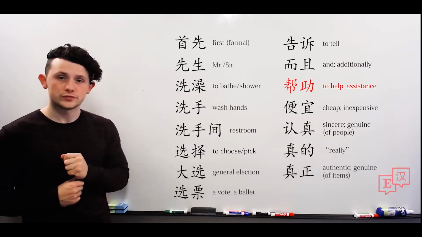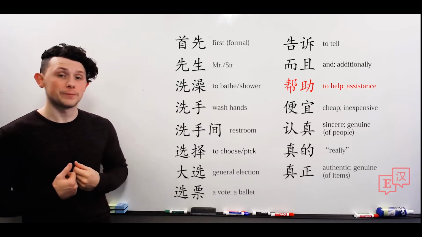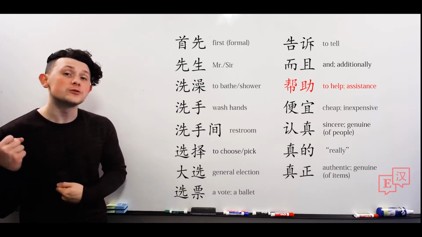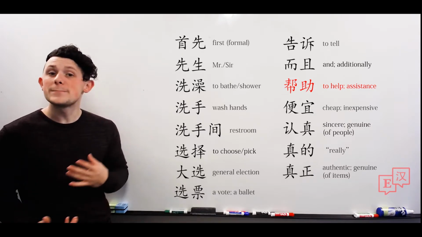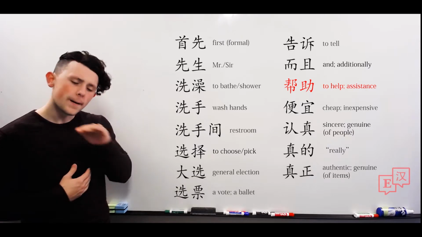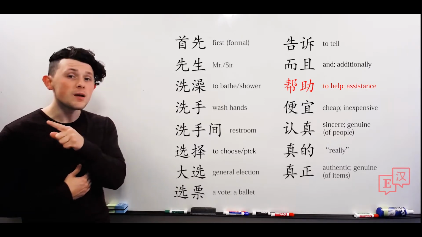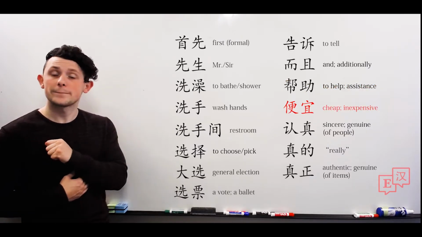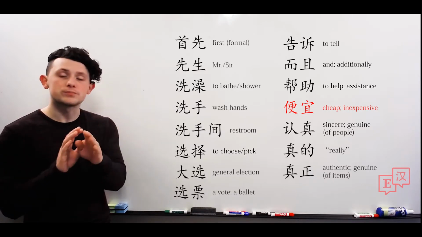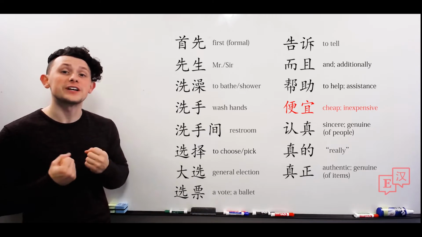帮助, to help. This is the go-to verb for to help. While you can use 帮 by itself, 帮助 is a little more formal and polite. 便宜, cheap. This adjective, this descriptor is cheap.